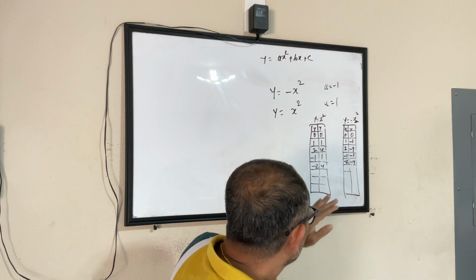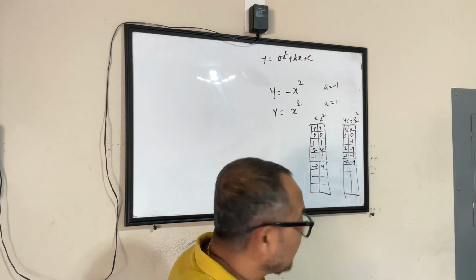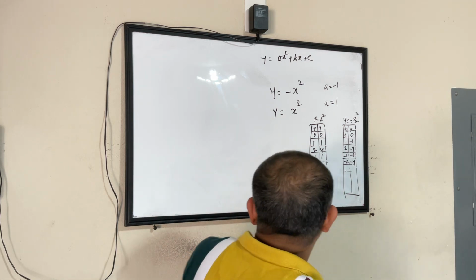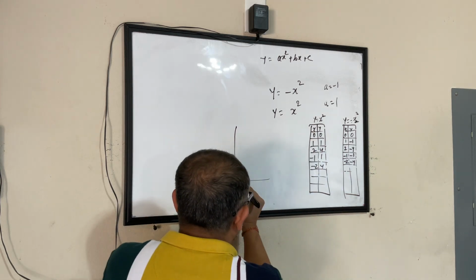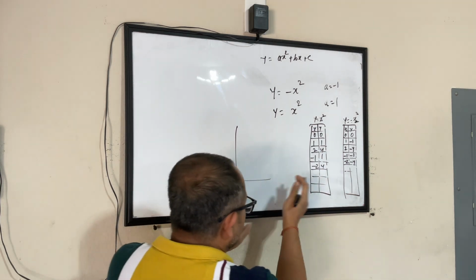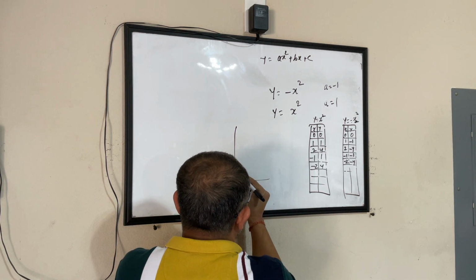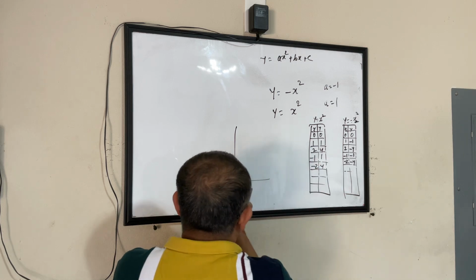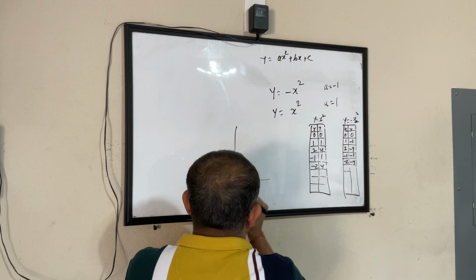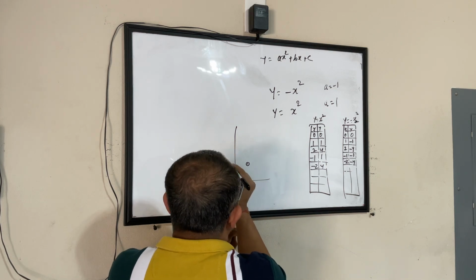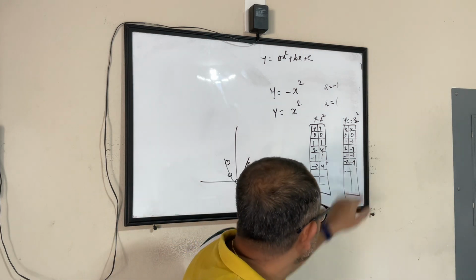So now, if I look at these two situations, there is some observation that we can make by looking at it, but let's plot it and not try assuming anything. 0, 0, and 1 point. I'm just assuming some points here, okay? I'm not making it look cluttered. 1 and 1. Let's say this is 1, this is 1. Minus 1 and 1 will be on this side. 2 and 4 will be somewhere here. Minus 2 and 4 will be somewhere here. If I join these points, this is my parabola.